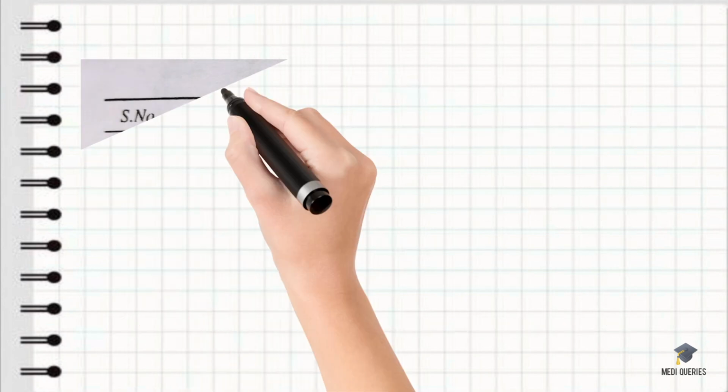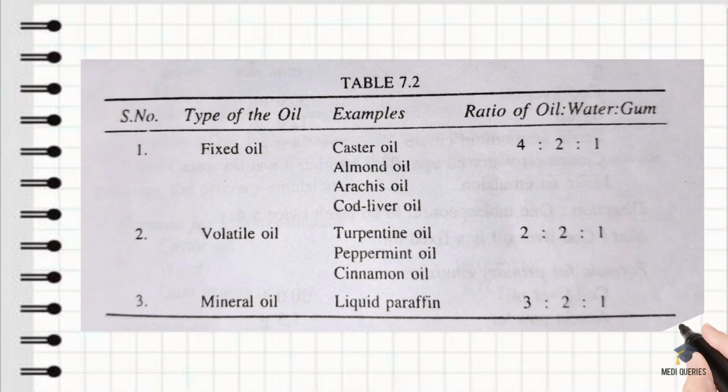The following table shows the proportion of oil to water to gum acacia required for different types of oils. In this table there are various oils like fixed oils, volatile oils and mineral oils. Fixed oils like castor oil, almond oil, arachis oil and cod liver oil: for these, the oil to water to gum ratio is 4:2:1.